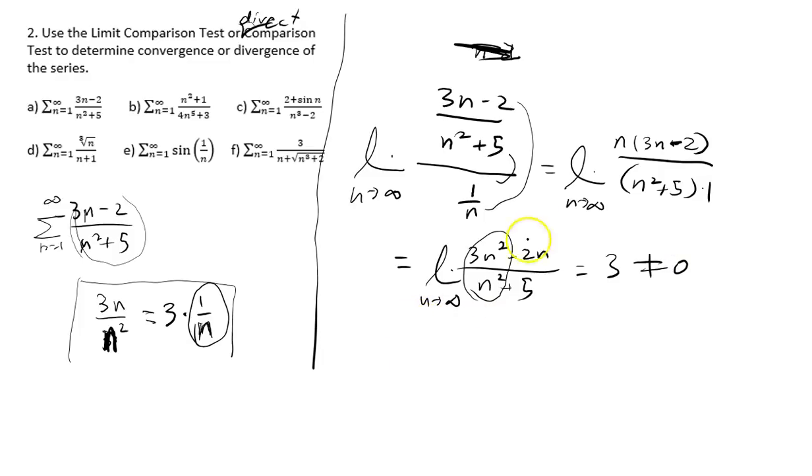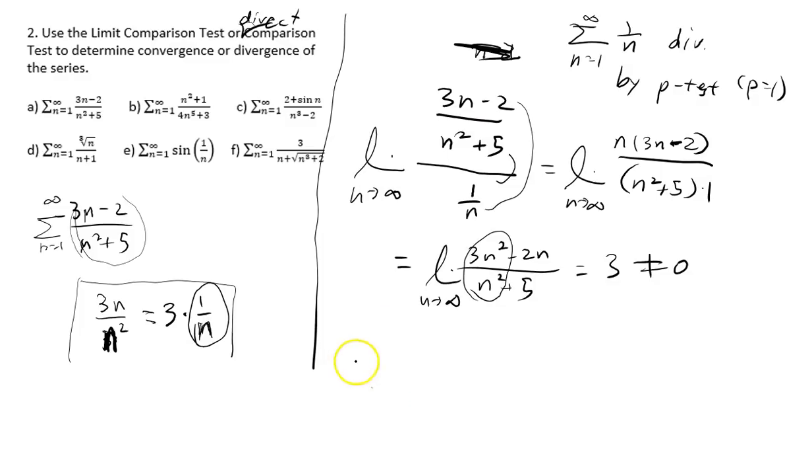By the way, sorry, I should have mentioned that the summation of 1 over n diverges by the p-test with p equal to 1. This value is p, and that's 1. So when we compare this series with this series, when you get a non-zero number, that means that whenever this converges, the comparing series also converges. If this diverges, then this one should diverge.